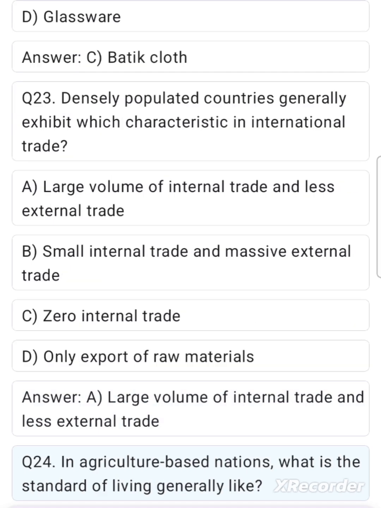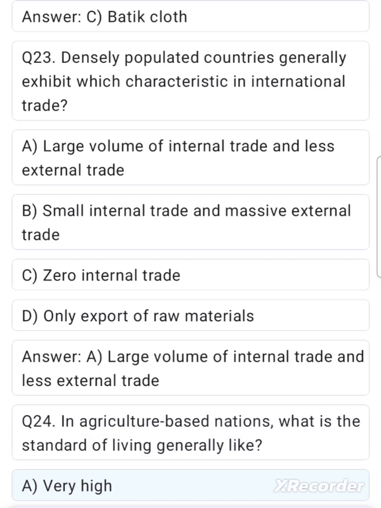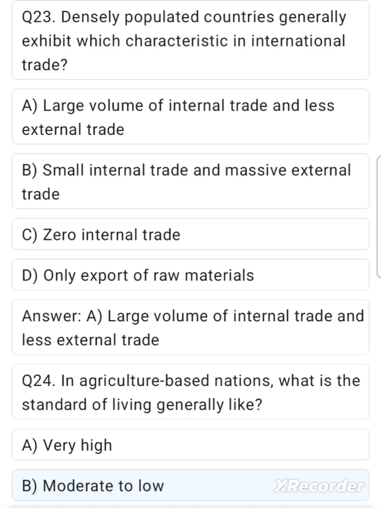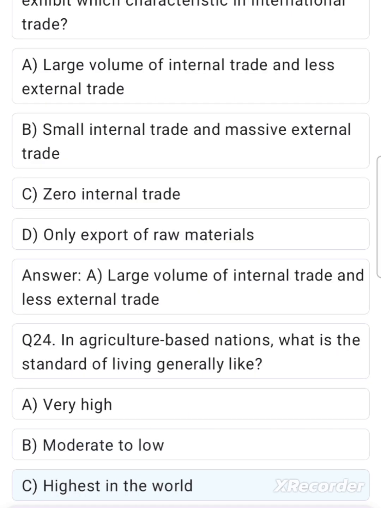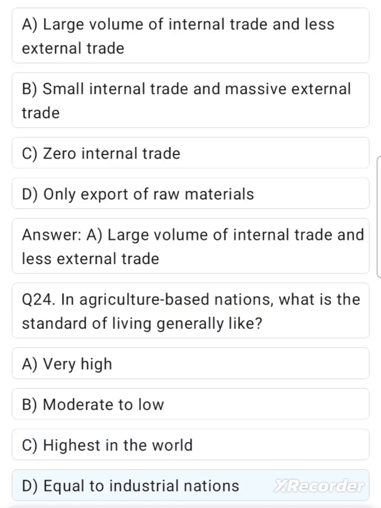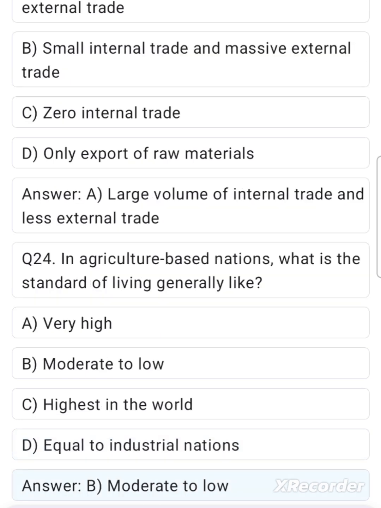Q24. In agriculture-based nations, what is the standard of living generally like? A. Very high. B. Moderate to low. C. Highest in the world. D. Equal to industrial nations. Answer. B. Moderate to low.